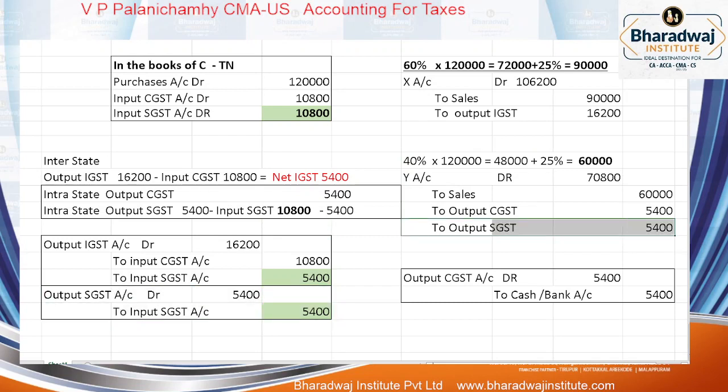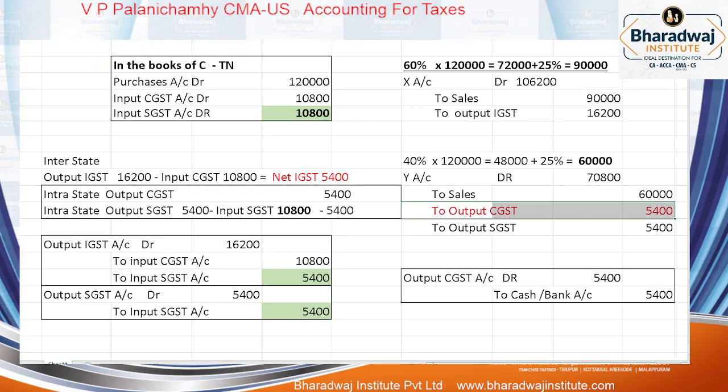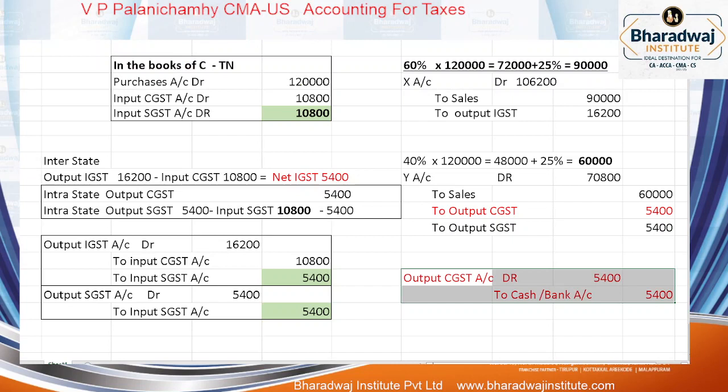Output SGST can be set off against what? Input SGST to the extent of 5,400. In our 5,400, you can adjust against what? Output IGST. So net output CGST you pay in cash. This is in the books of C.